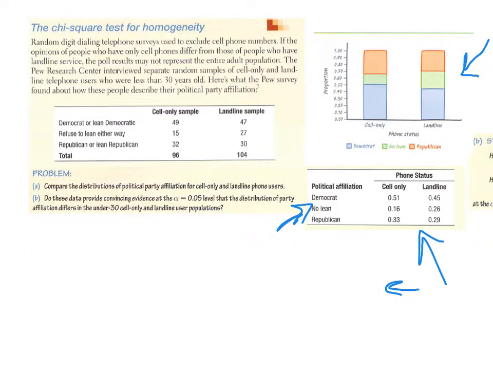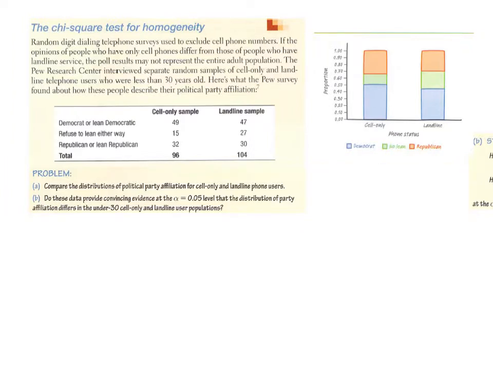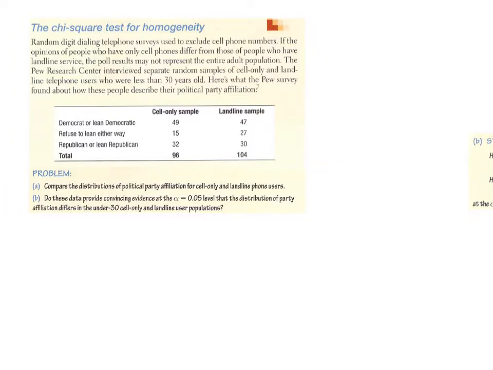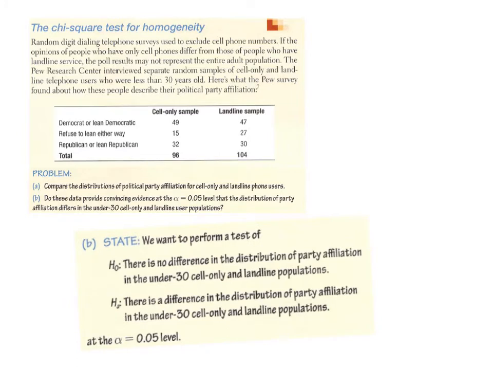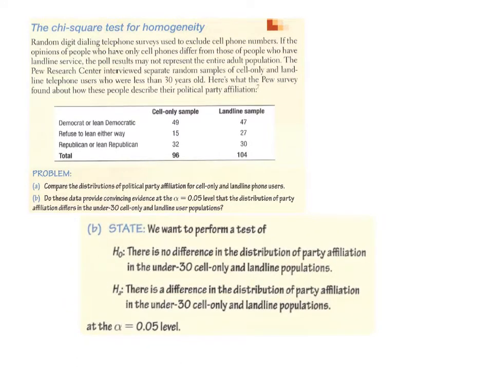Okay, so Part B has us running the significance test. Like always, it's a 4-part significance test: we have to state, plan, do, and conclude. For the first part, our statement, it's a significance test, so I need a hypothesis. The null hypothesis is that there is no difference in the distribution of party affiliation in the under 30 cell-only and landline populations.